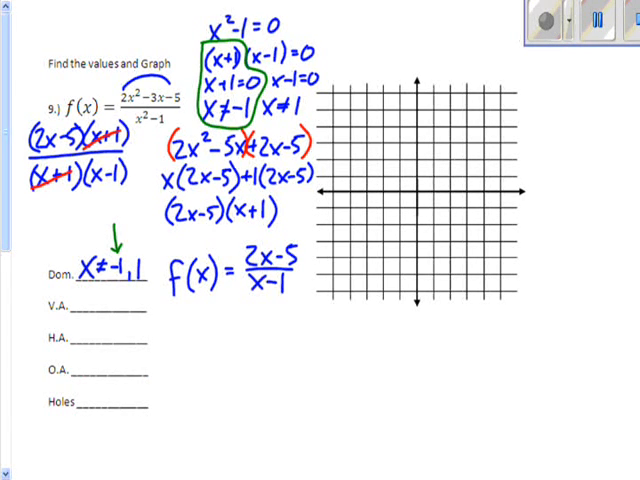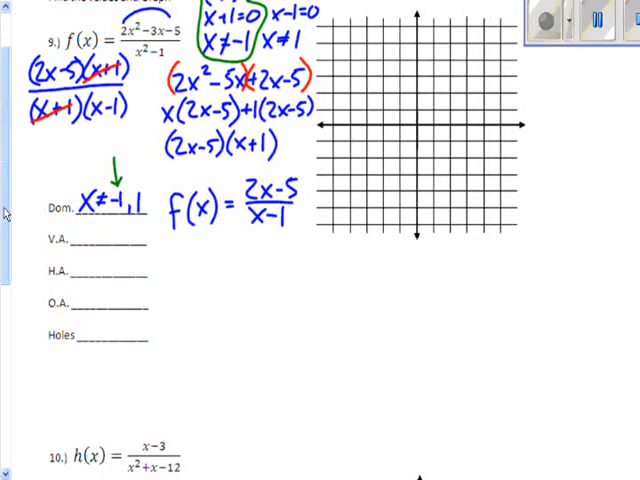So since that restriction essentially got canceled out, that's my hole in the graph. The one that gets canceled out from the original problem is my hole in the graph, so that's the negative 1. All right, that's the x value for the hole in the graph. To find the y value for the hole in the graph, I just have to plug this back in.